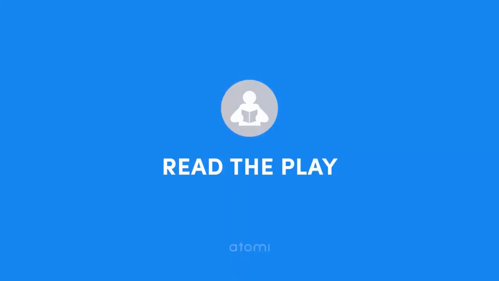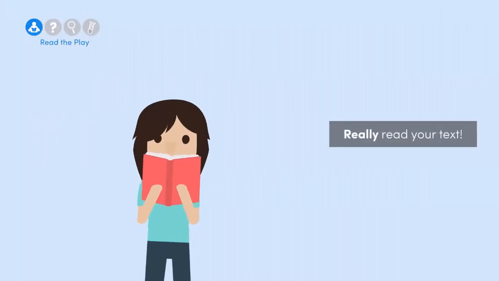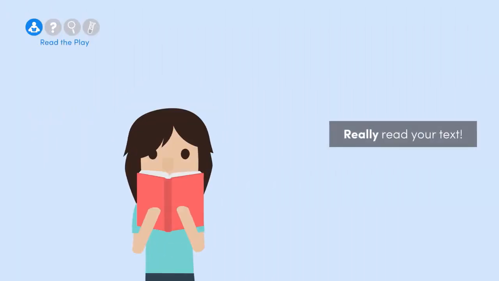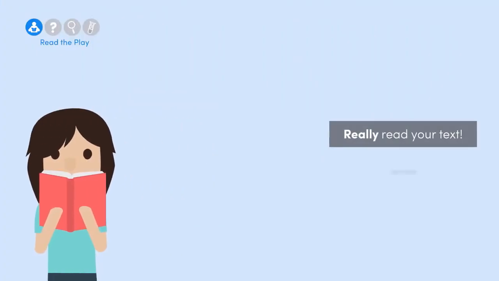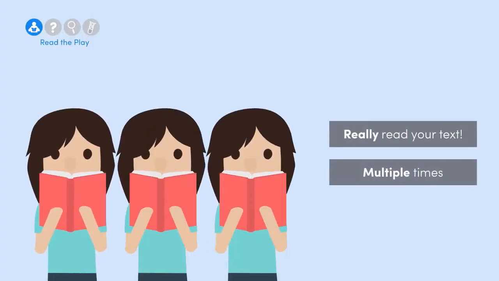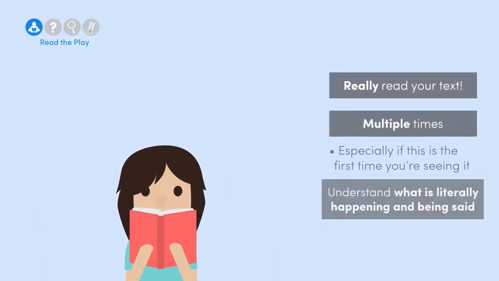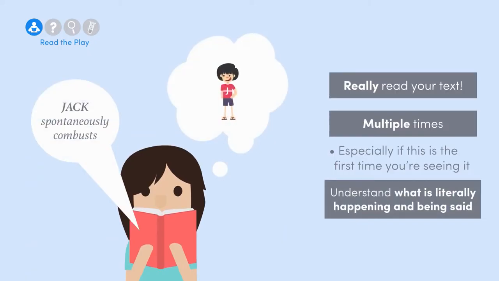Read the play. Obvious, right? But a lot of people skimp on this part. Really read the play, or the extract that you've been assigned. And don't just skim read it. Read it multiple times, especially if this is the first time you're seeing it. Before you start the fancy pants analysis work, make sure you understand what is literally happening in the play and what is literally being said. Otherwise, the subtleties won't jump out at you.